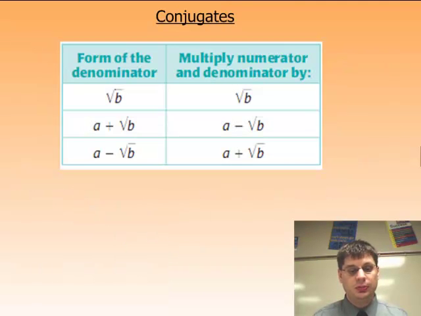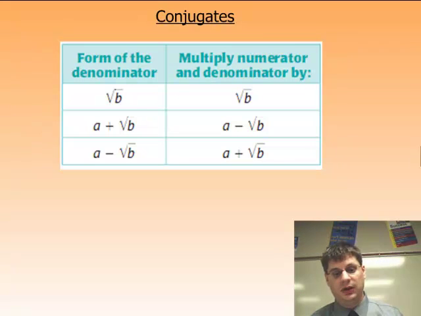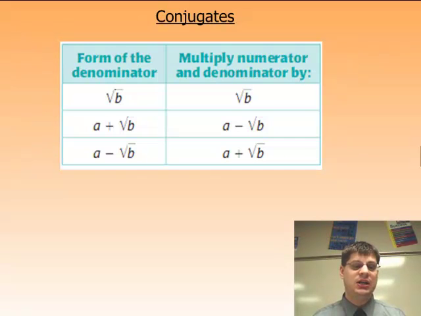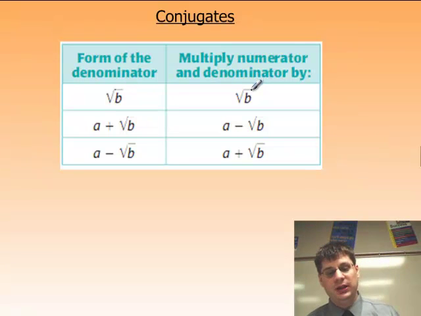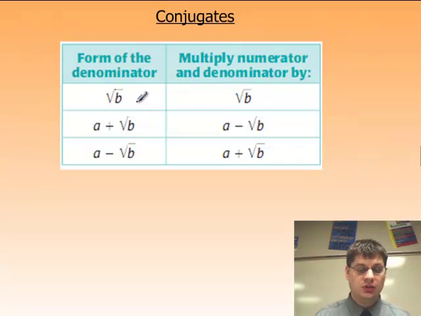So this comes into play, especially when we're dealing with conjugates and simplifying conjugates. What a conjugate is, basically, is how we can get rid of a square root. So for instance, if I have the square root of b, I can multiply the square root of b by itself to get, well, b, and that gets rid of the square roots.